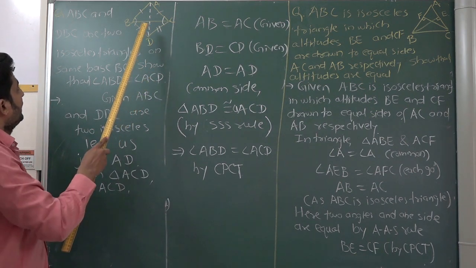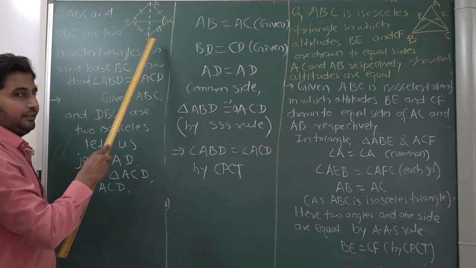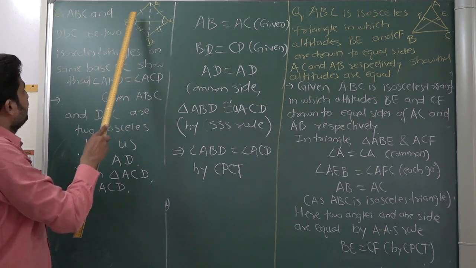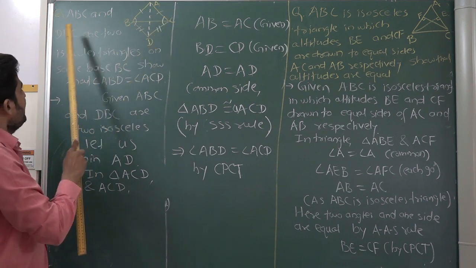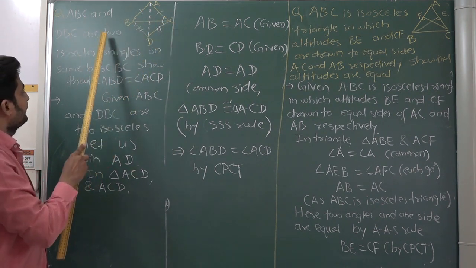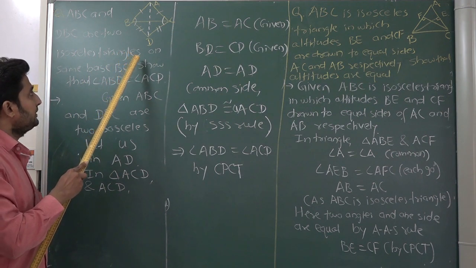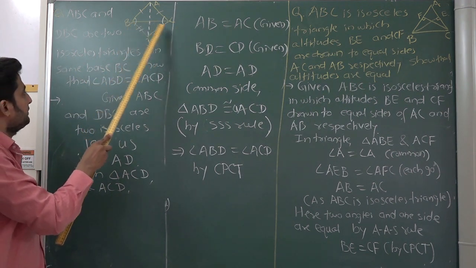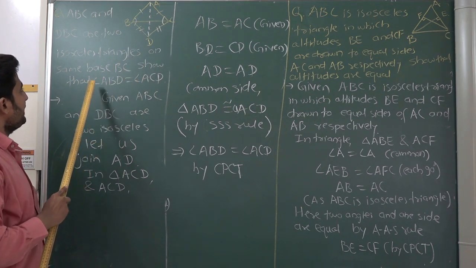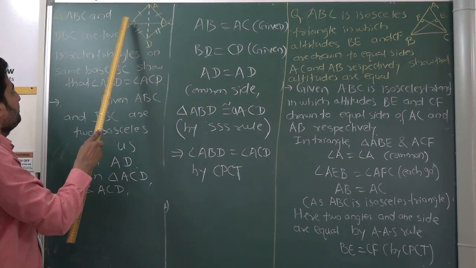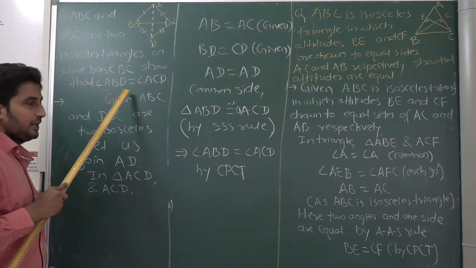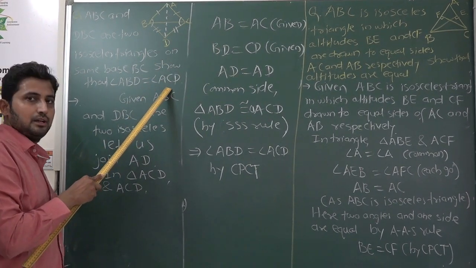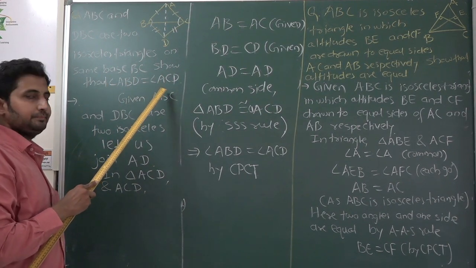I read again. Please listen carefully. ABC and DBC are isosceles triangles on the same base. The base is common here, which is also given, and we will show that angle ABD is equal to angle ACD. This is what we have to prove here.